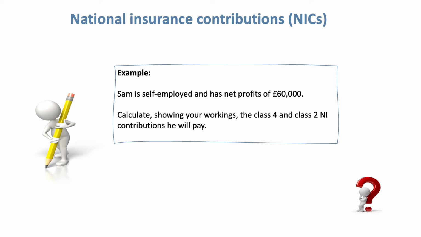Sam is self-employed and has net profits of £60,000. Don't forget that's net of expenses. Calculate, showing your workings, the Class 4 and Class 2 NI contributions that he will pay.